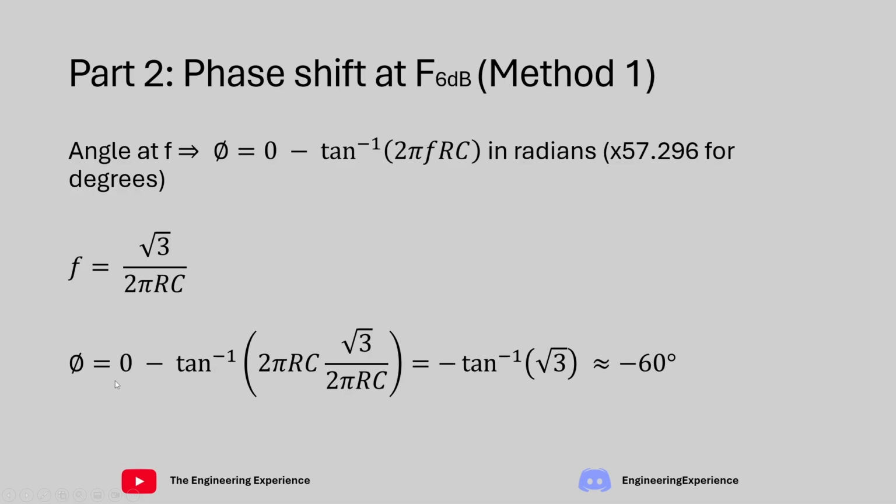So the phase shift is equal to 0 minus arctan of 2 pi rc multiplied by the square root of 3 divided by 2 pi rc. So this part is the f on this equation over here, and this is the rest of it. And you can see I've replaced the f with this. Now these two would cancel each other out. So what you end up with is your phase shift is equal to minus arctan of square root of 3, which is approximately equal to 60 degrees.